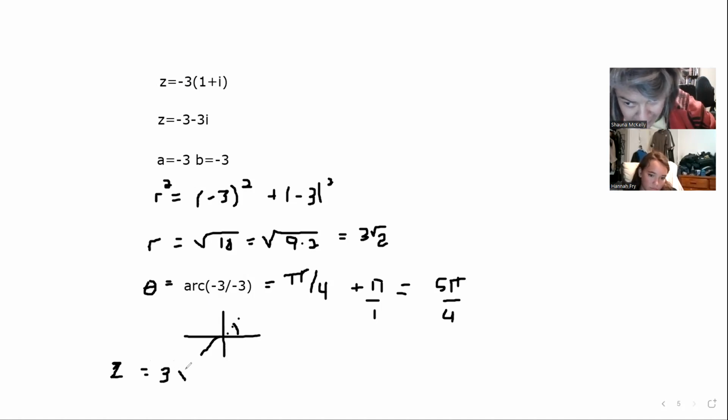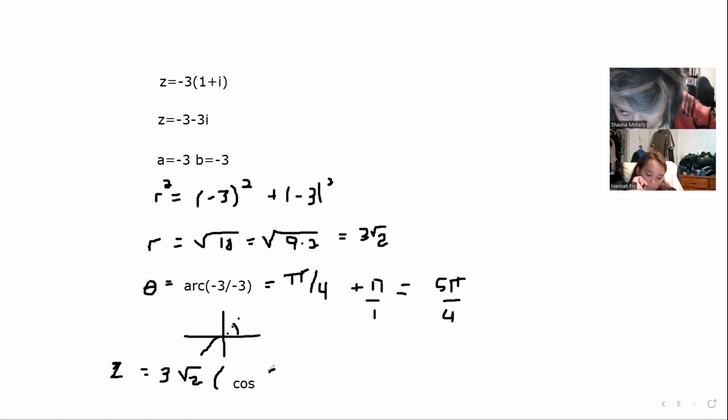We'll use 3 rad 2 because we worked hard to get that. Here's my R, 3 rad 2, right? R, and then we're going to do parenthesis. We're going to say cosine theta. Now, what's my theta? My theta is 5 pi/4. Not pi/4. It's cosine of 5 pi/4, plus i sine 5 pi/4. Okay. Are you okay here?